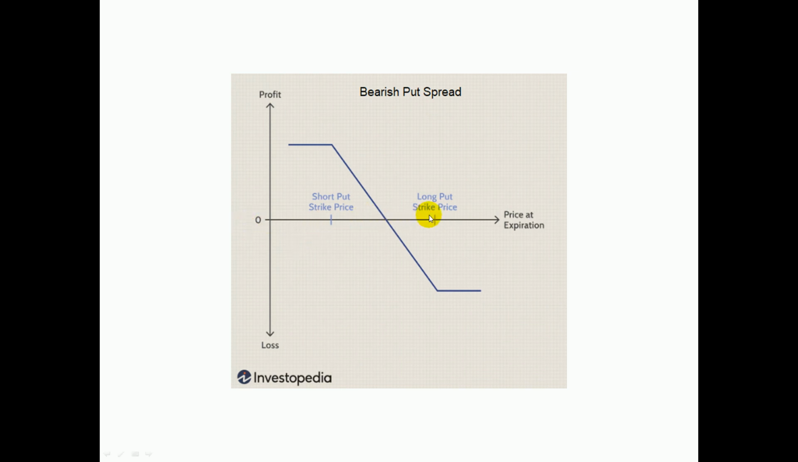And you can see that as the stock continues to go lower, you're going to continue to make more and more money until finally you've reached that short put strike price and your profits are capped off. So as the stock continues to go lower, you'll max out your profits. Now, if the stock starts to rally, you're going to start losing money, and that will be capped off at the debit that you paid for that bearish put spread.